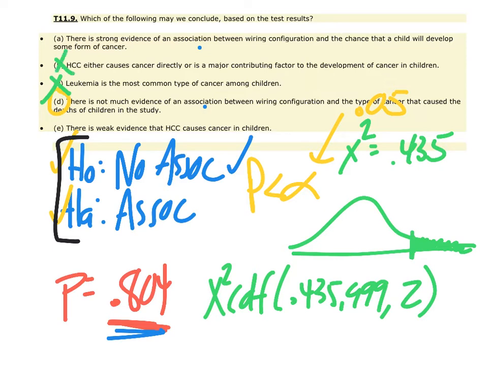Letter A, there is strong evidence. The p-value is much too large to say that. There is definitely not strong evidence. E, there is weak evidence. You don't even know if there's weak evidence. I mean, we don't know if this is considered weak or not, so that's really pushing it. D here is clearly the best response.